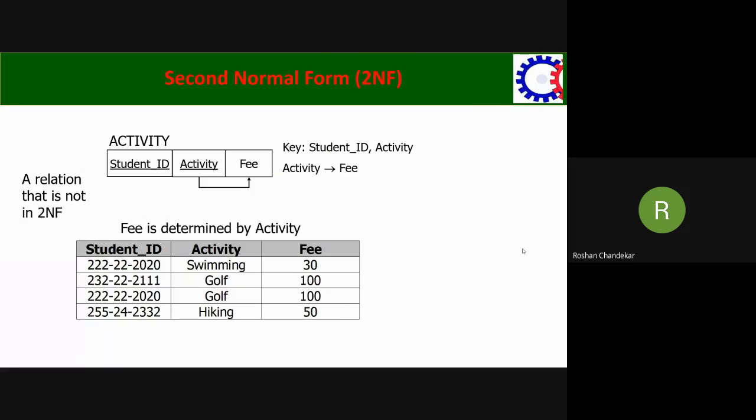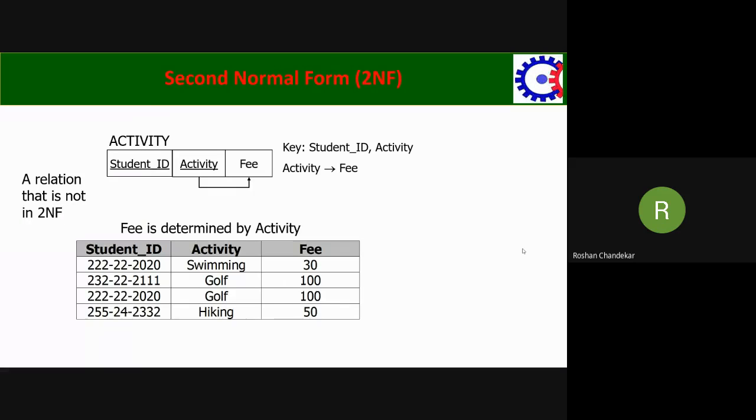It is not in second normal form because of the functional dependency on a non-primary key. The student ID is a primary key in my table, and the activity is a key but not the primary key, and its corresponding attribute is fees. Student ID with fees is not functionally dependent. If I say the student ID is 222222020 and its fee is 30, is there a functional dependency? No, because I cannot identify what the fee is for.